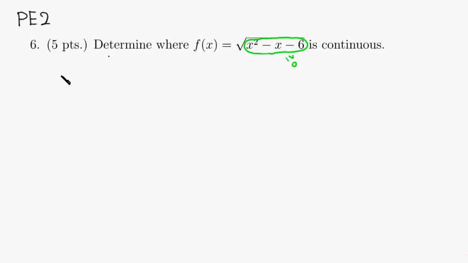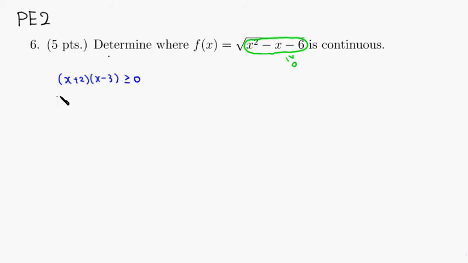I'm going to factor out that quadratic function. I think it's going to factor out as x plus 2 and x minus 3. Right, so we want this guy to be greater than or equal to 0.